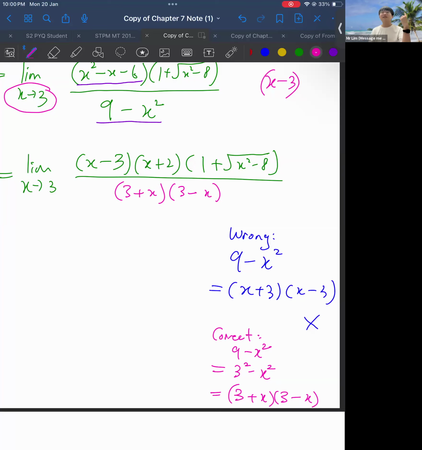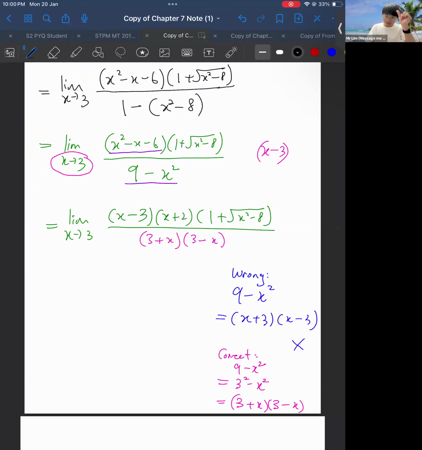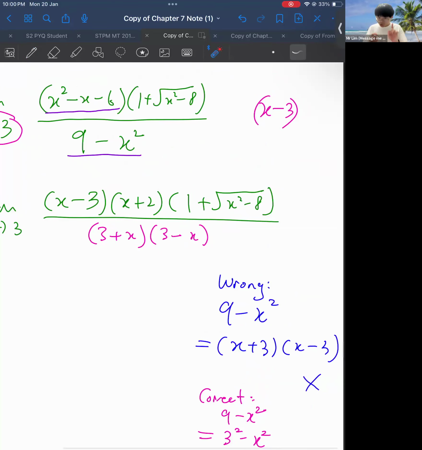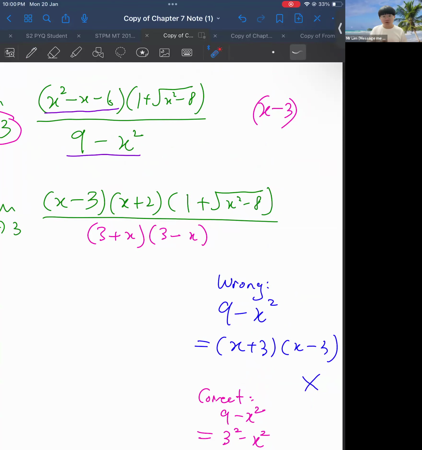Some of you forgot the negative sign. Yes, correct. So that's why some of you get a negative or positive difference. If you continue, you will see that you want to cancel x minus 3. This one is 3 minus x. So you see there's actually a negative you need to take out.